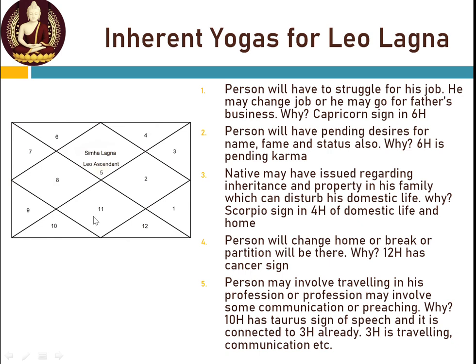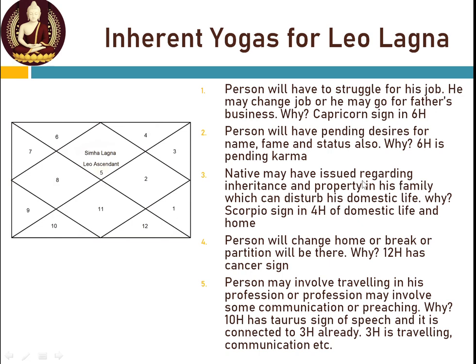Similarly, this person will have pending desires for name, fame, status, etc. Why? Capricorn sign is name, fame, status also, and it is falling in the 6th house. 6th house is pending desire, 6th house is pending karma also. That's why this person will have a strong desire to achieve high status. This is the inherent yoga for the Leo Lagna people.